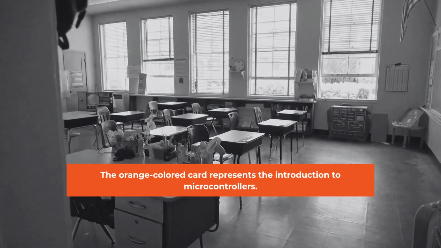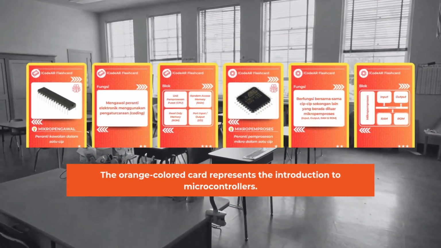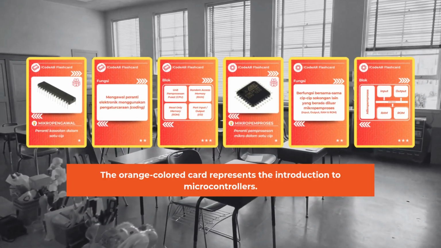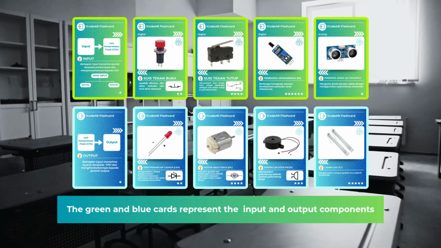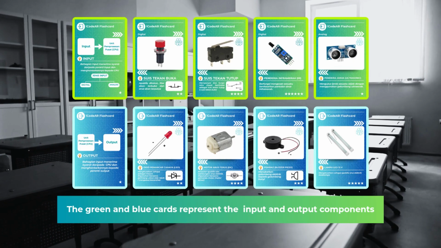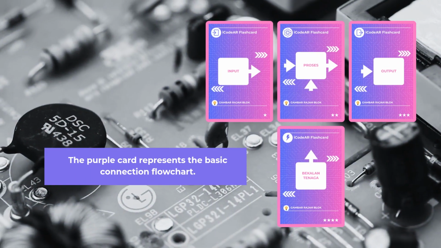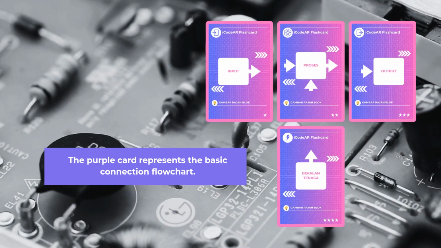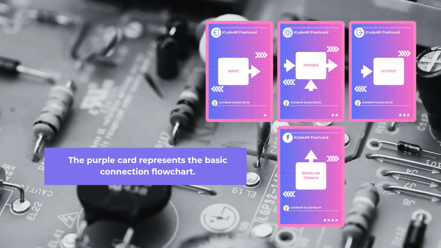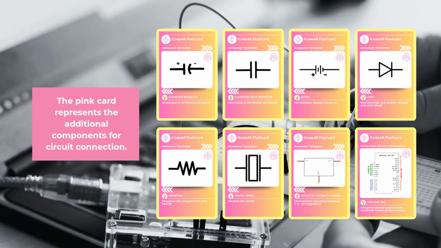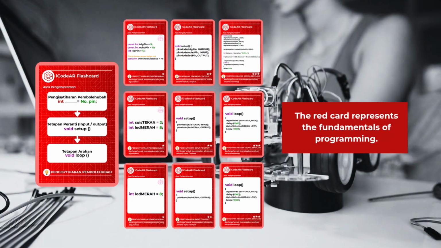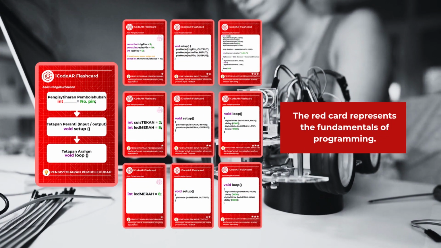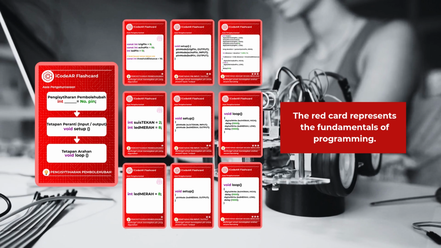The orange-colored card represents the first structure in this module, which is the Introduction to Microcontrollers. The green and blue cards represent the second structure in this module, which is the Input and Output Components. The purple card represents the third structure in this module, which is the Basic Connection Flowchart. The pink card represents the fourth structure in this module, which is the Additional Components for Circuit Connection. And the red card represents the fifth structure in this module, which is the Fundamentals of Programming.